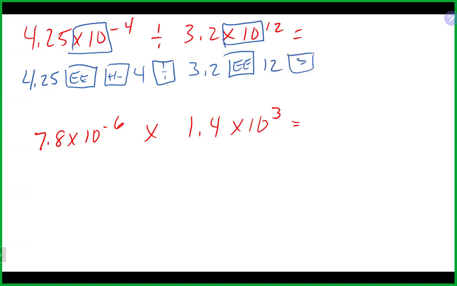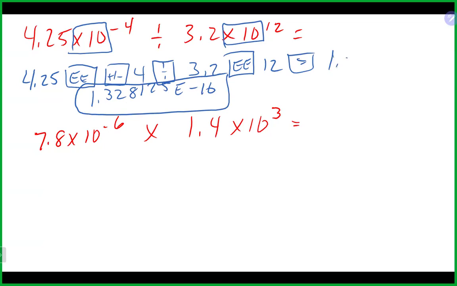And if you do all that, you should end up with, on your display, what I see is 1.328125, and on mine, it will say E minus 16. So that's sort of what the display says. So here we would go 1.3 times 10 to the minus 16 as our answer.